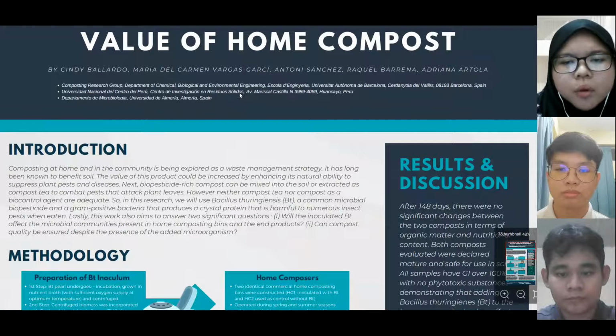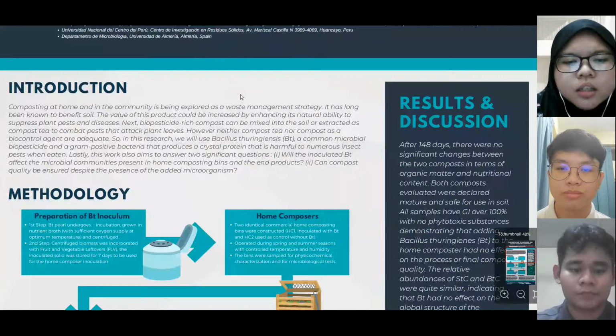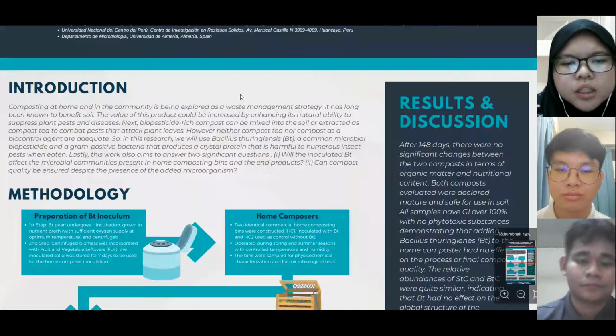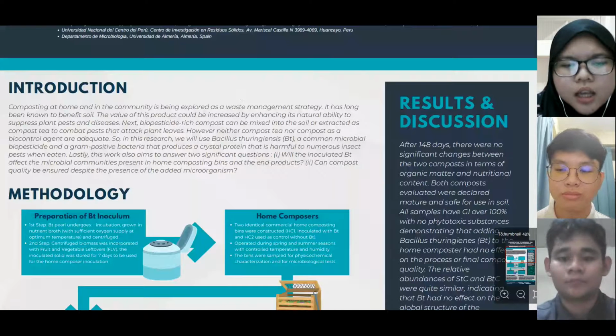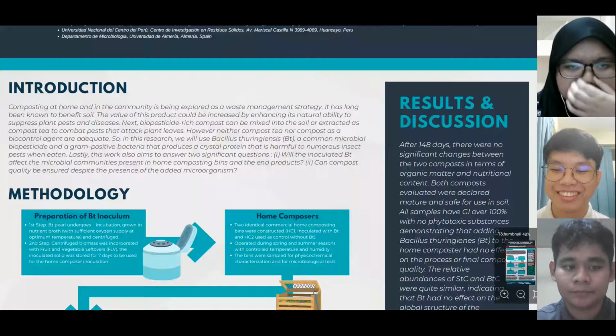Next, the objective of this research is to determine the viability of producing Bacillus thuringiensis enriched quality home compost from bio-waste using an inoculum, and the second objective is to present a strategy to produce enriched home compost with biopesticide properties through a simple and low-cost process. Next, we will proceed with how this research will be conducted.